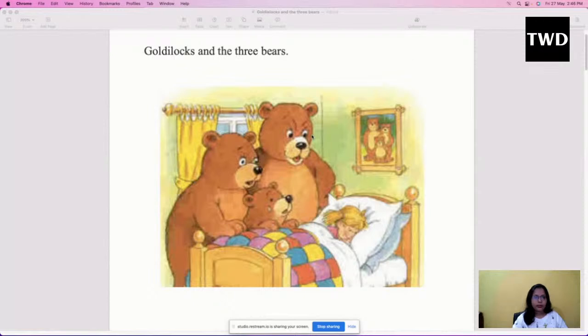Okay. So as you can see in my screen, today we are going to read the story Goldilocks and the Three Bears. Many of you might know this story, many of you might not know, but our agenda for today is to understand how we are going to read anything.